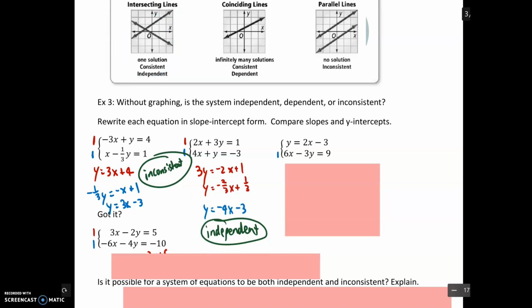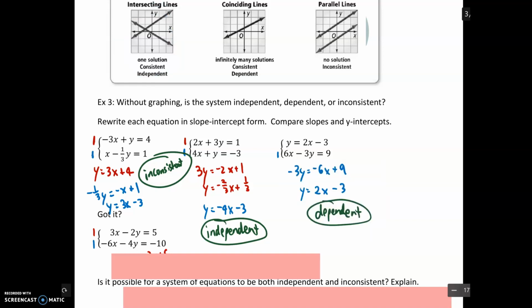If I was to try the next one, again, just by getting that into y equals mx plus b, the first one takes it easy on us because the first equation is already in slope-intercept form. And then with the second one, since I can translate and get that into that same form, if I get the same exact equation twice, 2x minus 3, 2x minus 3, it means I do have the same slope and the same intercept. I'm essentially graphing the same line twice, so that would be a dependent solution.